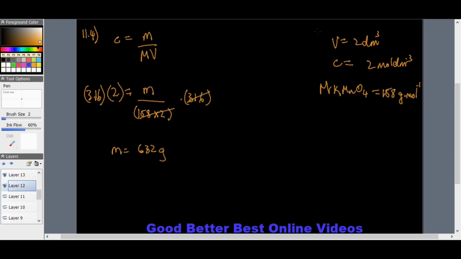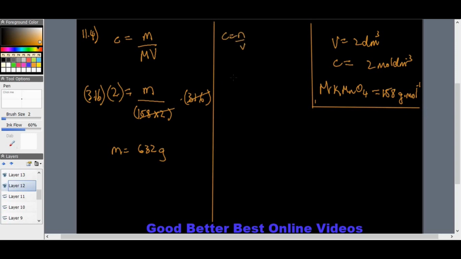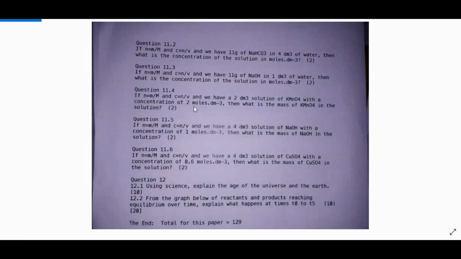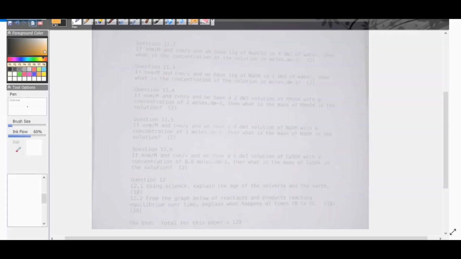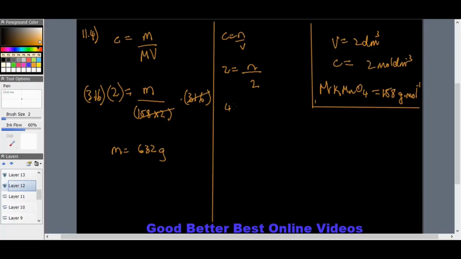Now, we can obviously check that, if maybe we got different answers, by actually doing it the longer route. So we're given C is equal to n over V. So 2 is equal to n, and the volume was also 2 decimeters cubed. Okay, cool. Let's come back here. So the amount of moles is going to equal 4. Sorry, I wrote it back to front.